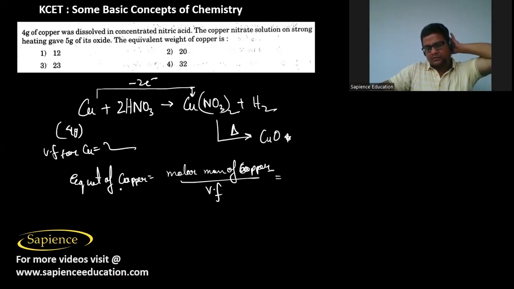So here 4 gram of copper is used. And here 5 gram of copper oxide is formed.